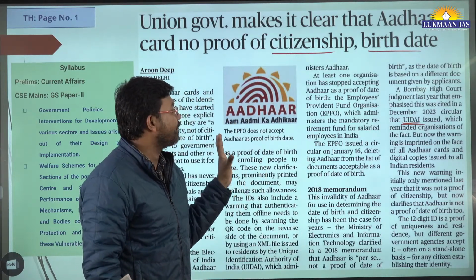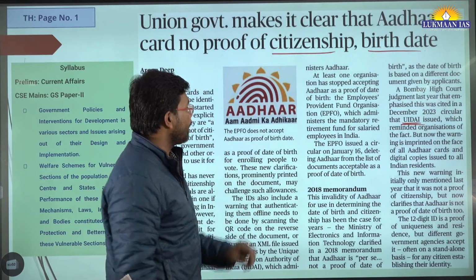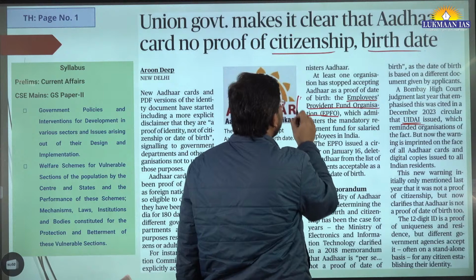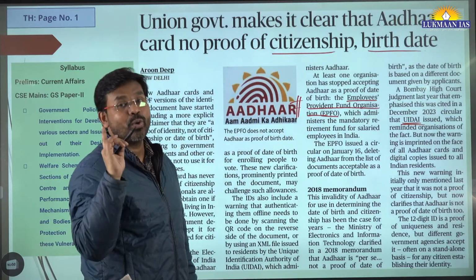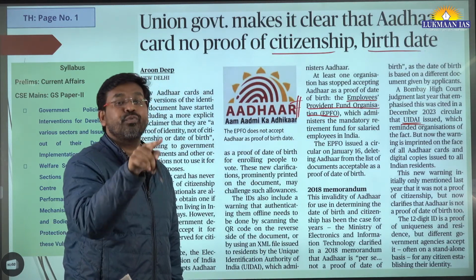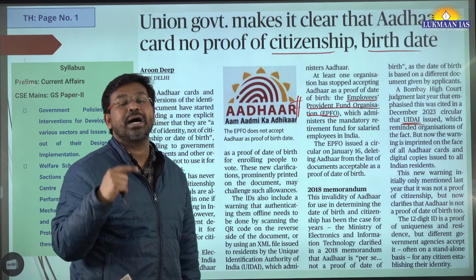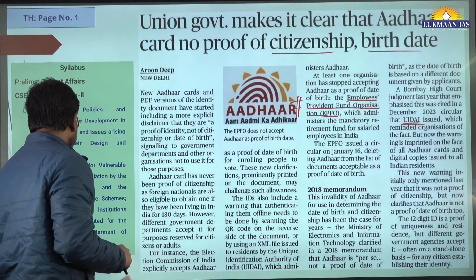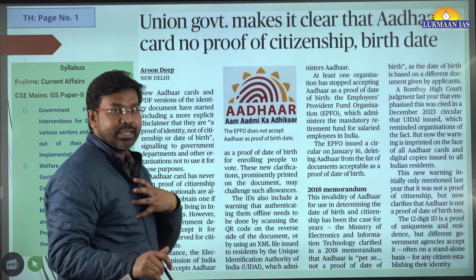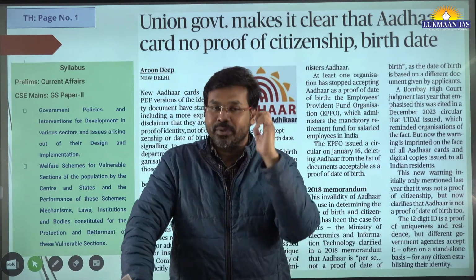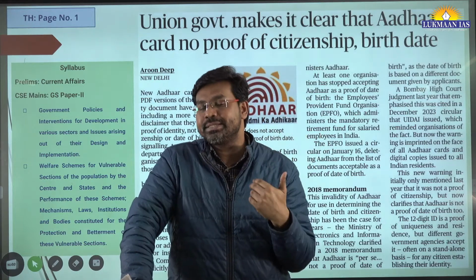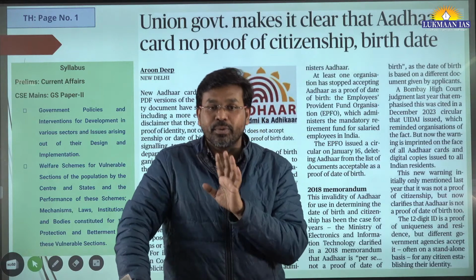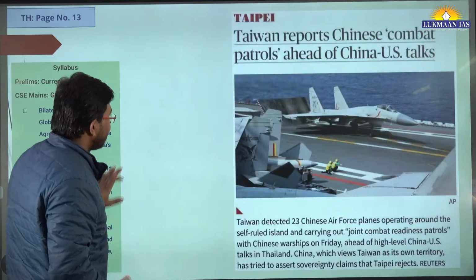This has been made clear by the government, and recently the EPFO, Employees Provident Fund Organization, also notified that they are not going to accept Aadhaar card as proof of date of birth. They will accept Aadhaar card as proof of identity of the person. Aadhaar numbers are 12-digit numbers. Every citizen in India is given an Aadhaar card with a 12-digit number, but it is not a proof of citizenship. This is what the government has made clear.